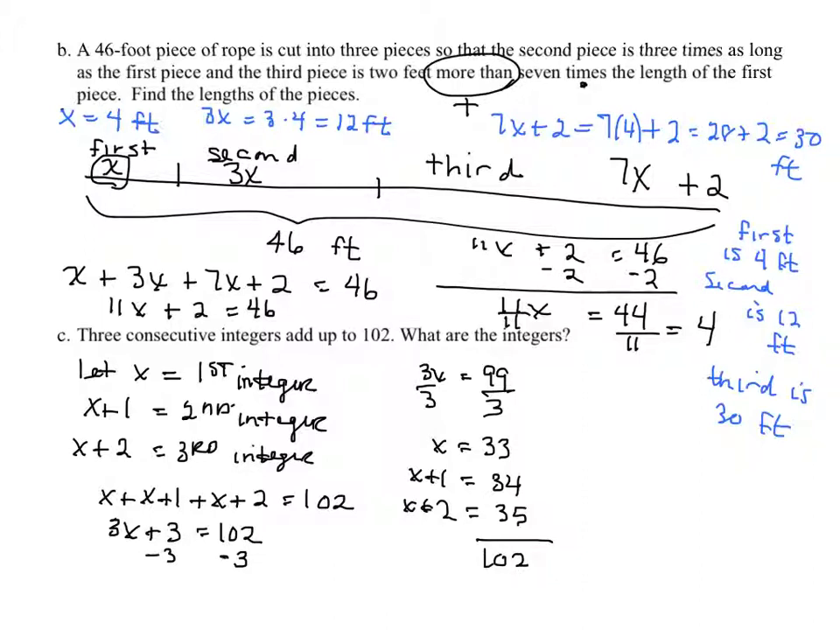So in my statement, the three integers are 33, 34, and 35, which is how you're probably going to put that into your MyMathLab.